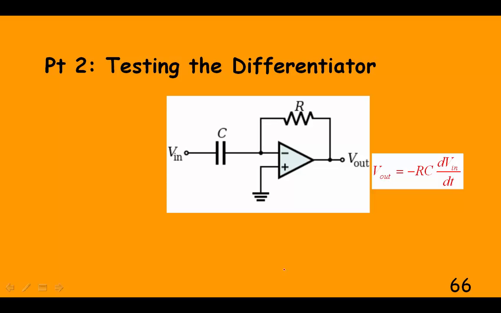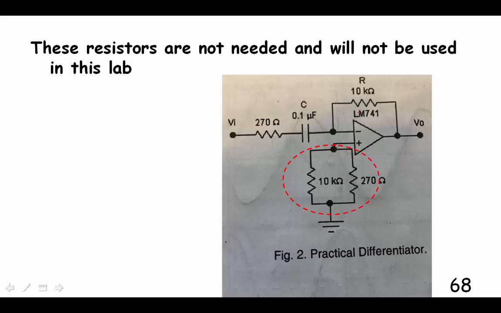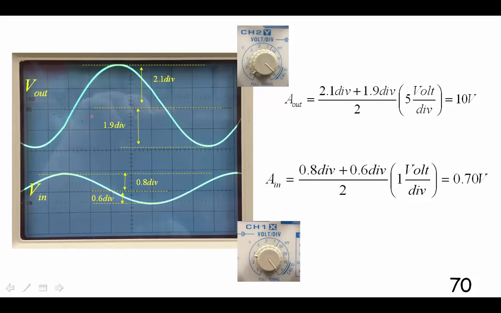So let's test this differentiator circuit. Here's the equation. Is it good? Well, first of all, we have to hook up our differentiator circuit. I'm not going to go through the steps of that because you can do that yourself. These resistors in the lab book are not needed, and we will not be using them. Let's measure the input and output voltages. Here's the input and there's the output voltages for a sine wave input. So I just did that.